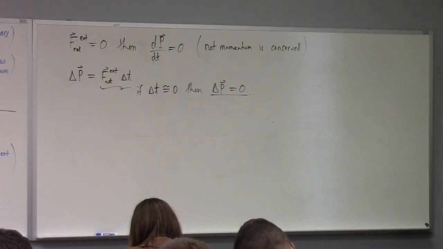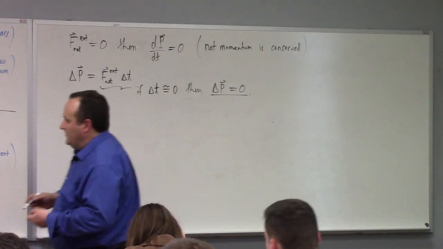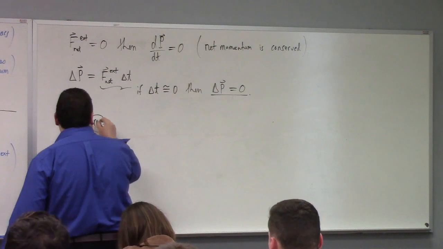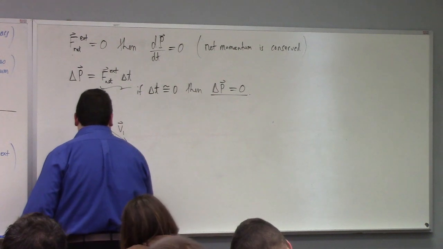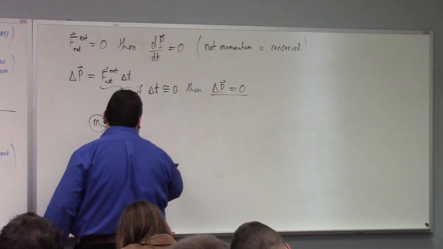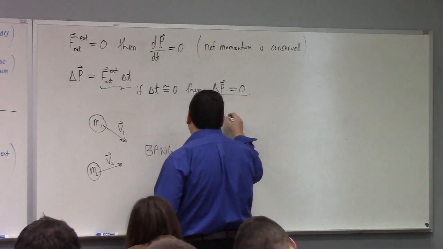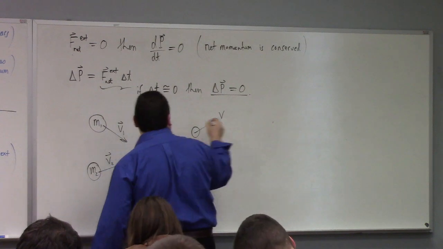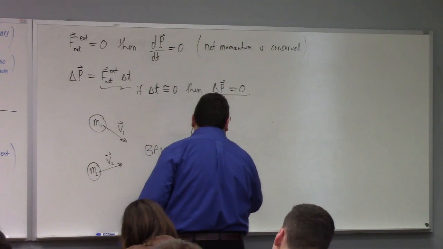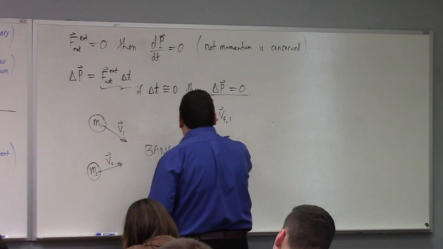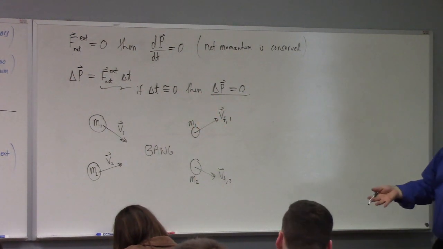So where would that come into play? Well, think about collisions. If I have a collision, I've got two masses, mass 1 and mass 2. This one has an initial velocity v1, this has initial velocity v2, bang. And then out come v1f and v2f, whatever. So there's a collision. Collision happens very fast.